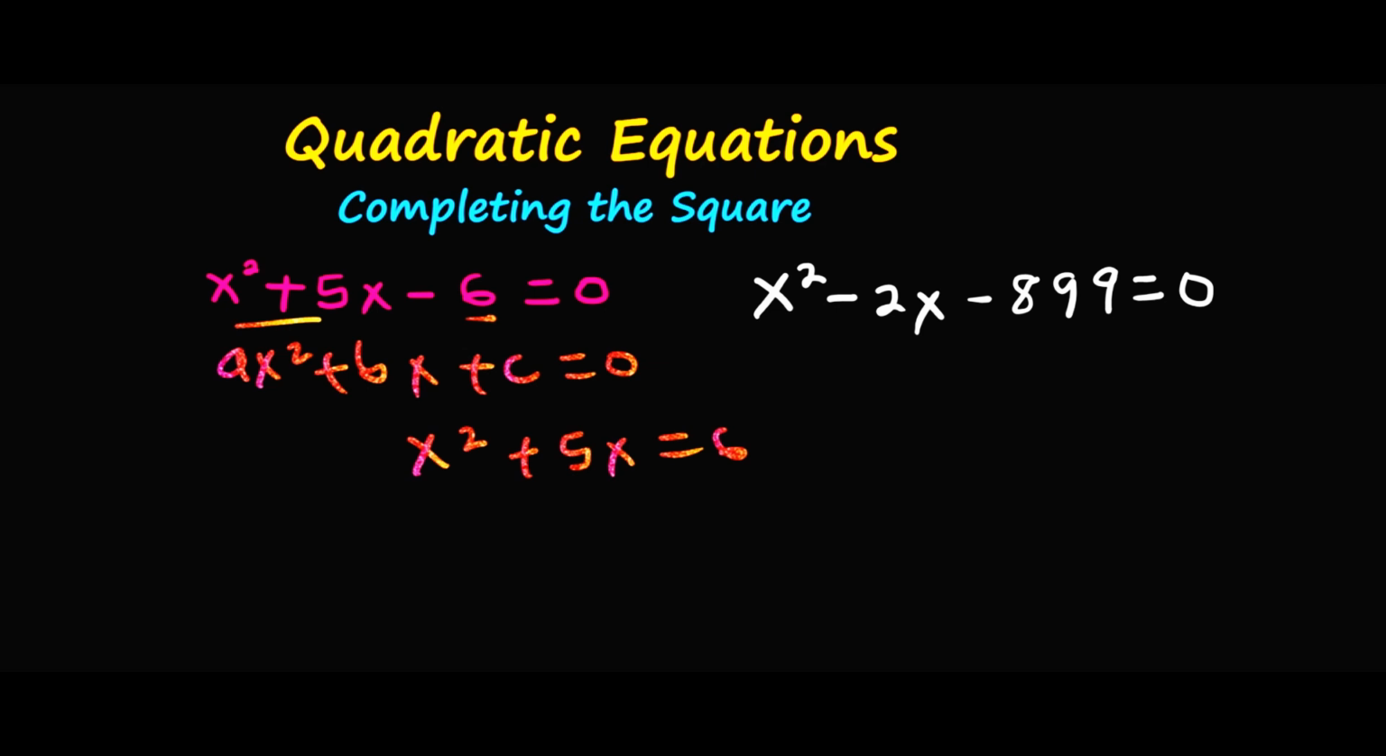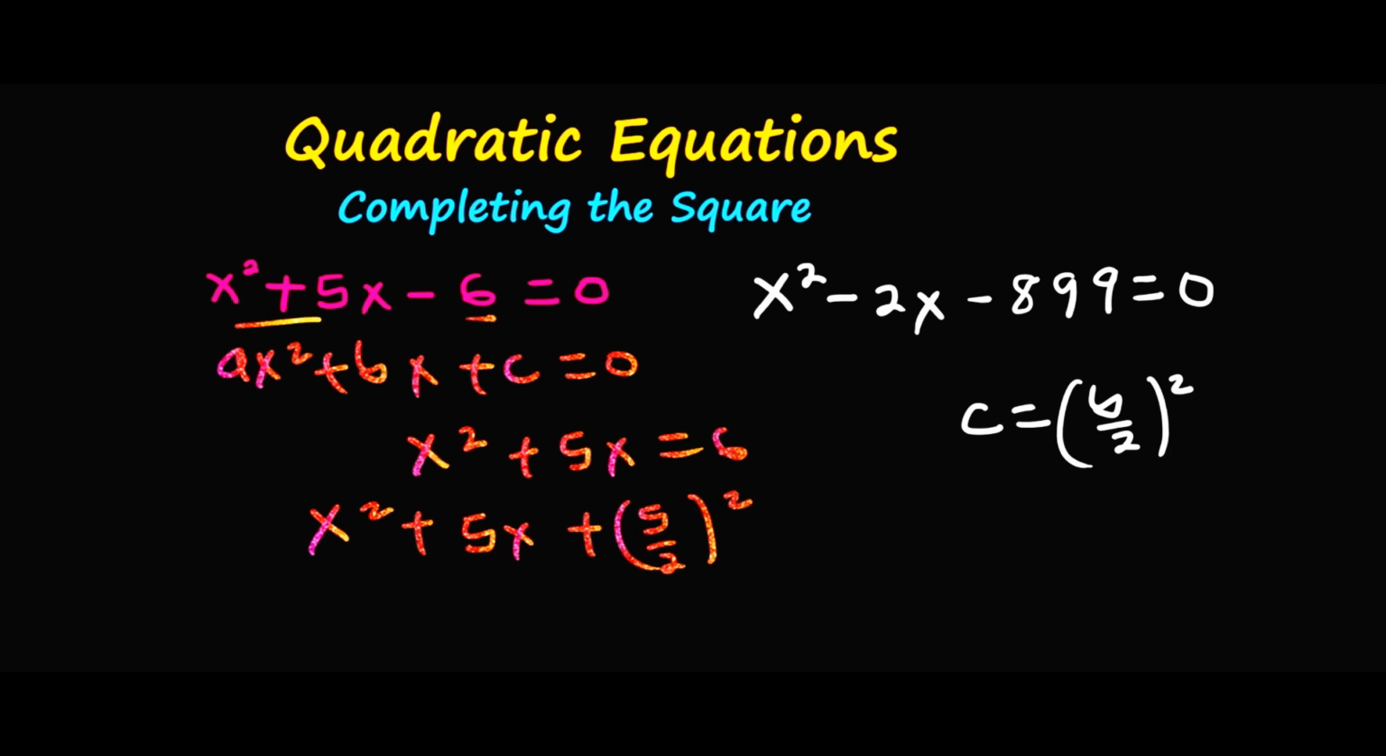So we try to make it complete by introducing a c. And we use the relationship that c is given by half of b, squared. So that is what you're going to use to introduce c on the left-hand side to make it complete. So we're going to have x squared plus 5x plus half of b. b is 5, so half of that will be 5 over 2. And then we square it. And then, to maintain the balance in this equation, we do the same to the right-hand side. So we also add 5 over 2 squared to the right-hand side of the equation.